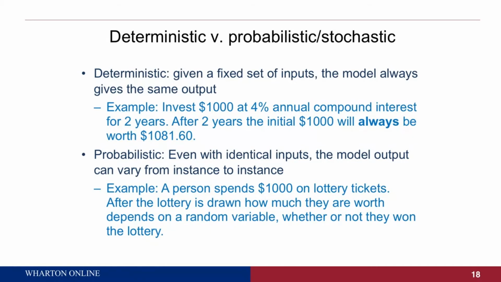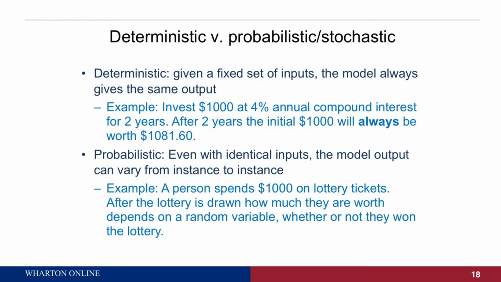Well, essentially, given a fixed set of inputs, the model's always going to give the identical, or same, output. So here's an example. You've got $1,000. That's the input. You're going to invest it at 4% annual compound interest for 2 years. After 2 years, given the way the money is growing, that $1,000 is always going to have grown to $1,081.60. And it's never going to change. It's totally deterministic. The same input always gives the same output.